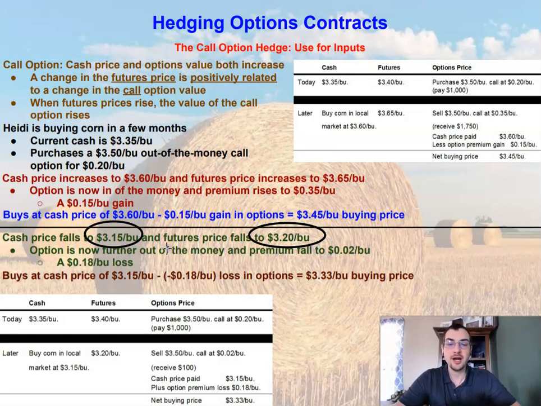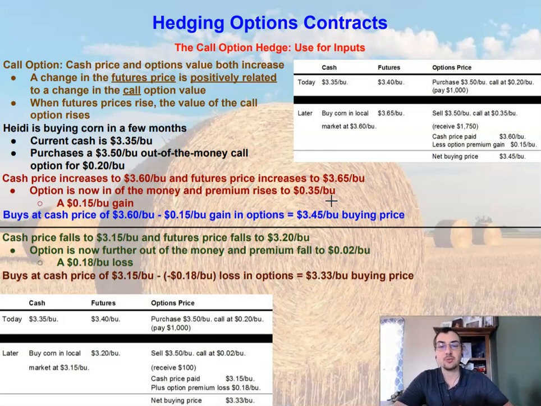So the option is now further out of the money. Remember that its strike price is $3.50 and the underlying futures price is now $3.20. We could buy at $3.50 and sell at $3.20, so we're further out of the money. And what happens when we get further out of the money? Well, the premium falls, and that premium has now fallen to 2 cents. So we take a loss of 18 cents per bushel on our options contract. That call option has now taken a loss of 18 cents.